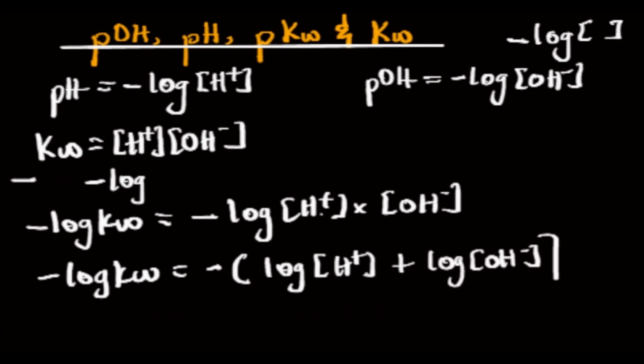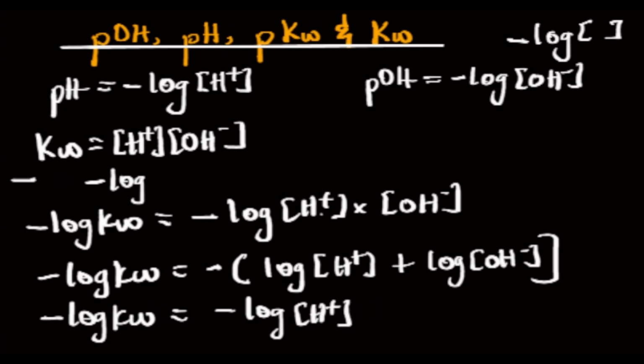Now, if you look at this, what am I going to do? I can use this negative to multiply through and open the bracket. I'm going to have the negative logarithm of Kw equal to the negative logarithm of hydrogen ion concentration, then plus the negative logarithm of hydroxide ion concentration. So that's exactly what I'm going to have now.